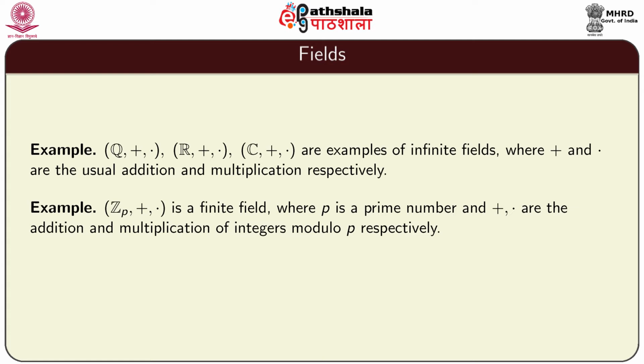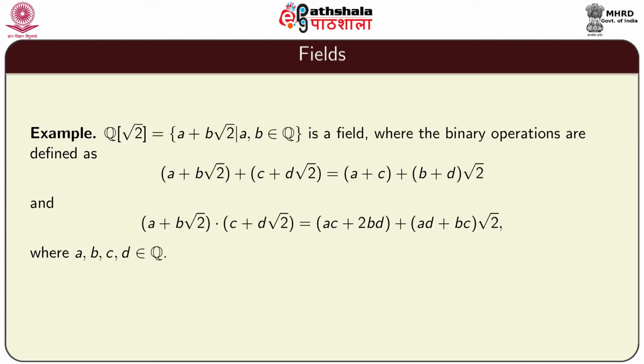For example, if p is, let us say 7, and if you take 5 plus 3, which becomes 8, but again we have to divide 8 by 7 and the remainder is 1. So, modulo 7, 5 plus 3 is 1. One more example.